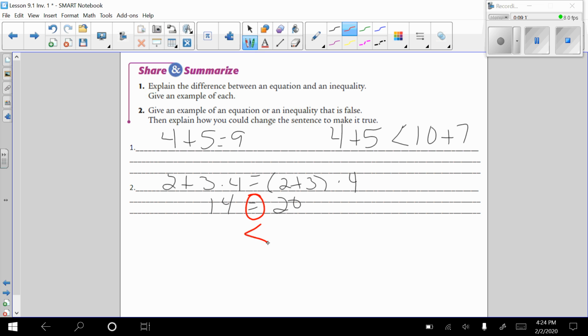Go ahead and give your homework a try. Your homework is page 2 in your blue book.